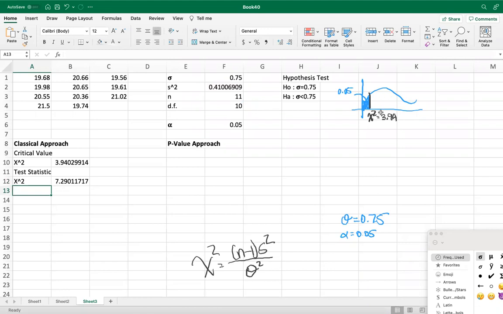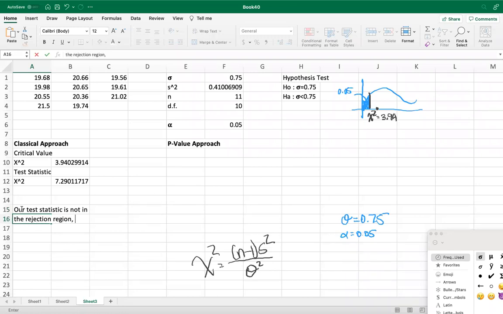So 7.29 is actually greater than 3.94. So we are not in that rejection region. So our test statistic is not in the rejection region. So we will not reject the null hypothesis.